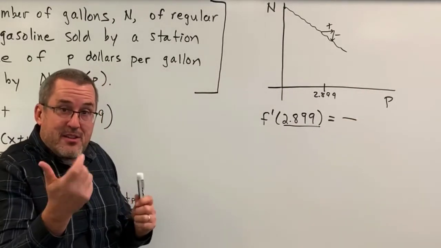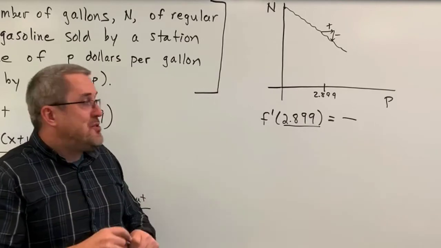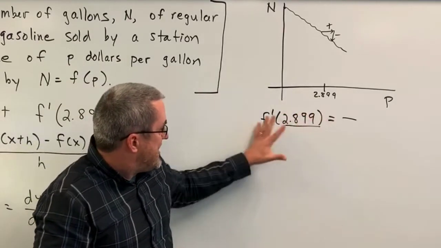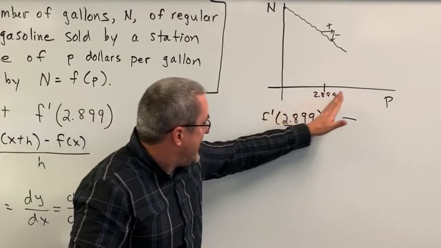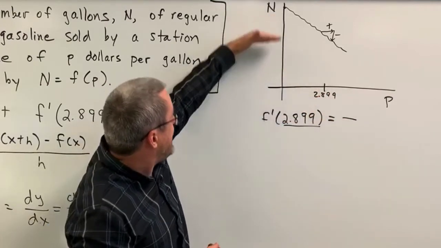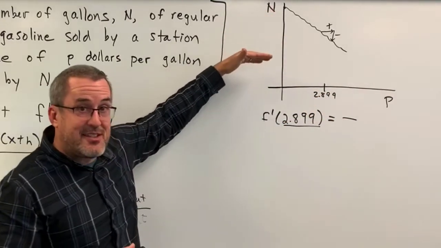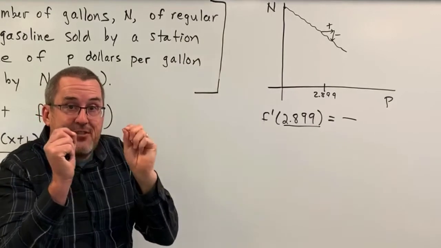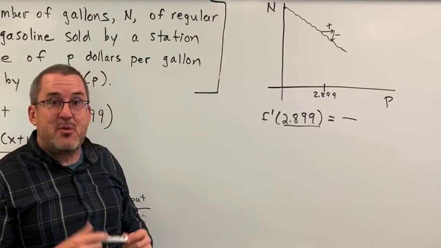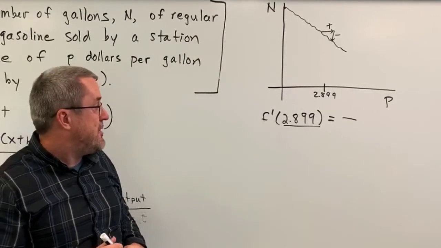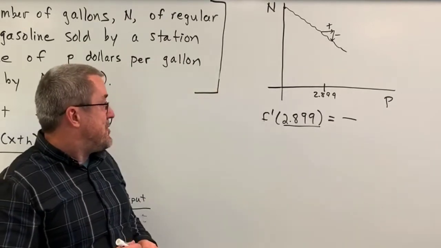Now, notice how the language is being used here. What we're saying is that the price is changing, causing a change in the number of gallons of gasoline sold. That idea of change has to be part of how you interpret the meaning of this derivative. And in this case, we would say that the derivative is negative.